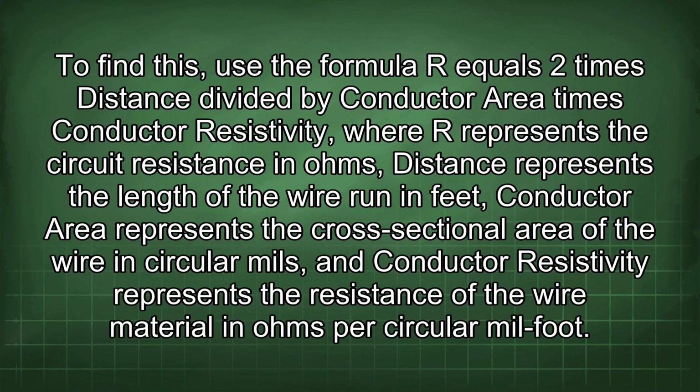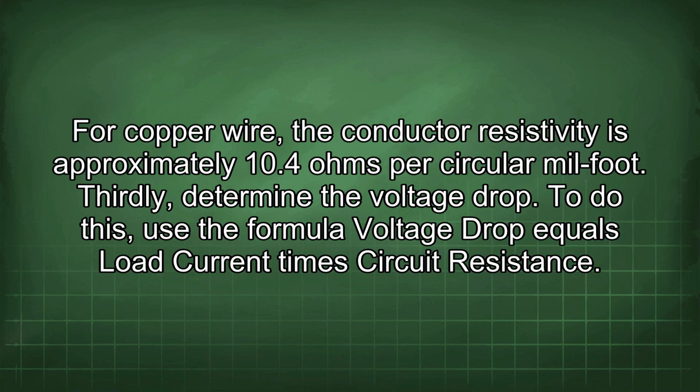To find this, use the formula R equals 2 times distance divided by conductor area times conductor resistivity, where R represents the circuit resistance in ohms, distance represents the length of the wire run in feet, conductor area represents the cross-sectional area of the wire in circular mils, and conductor resistivity represents the resistance of the wire material in ohms per circular mil-foot. For copper wire, the conductor resistivity is approximately 10.4 ohms per circular mil-foot.